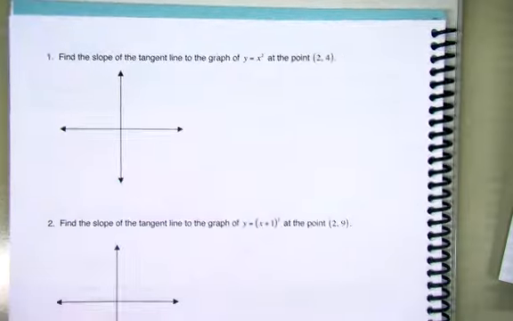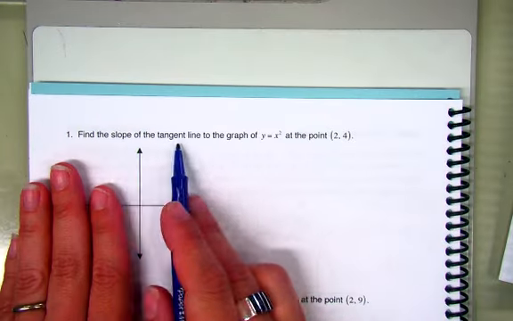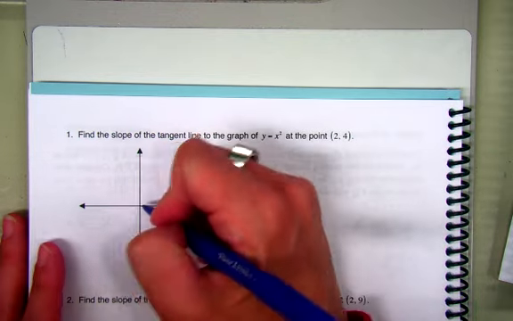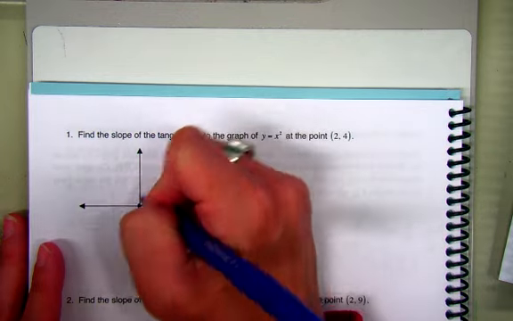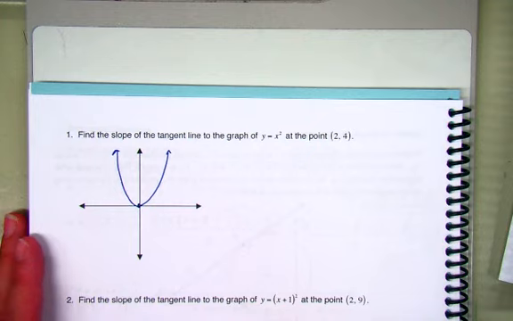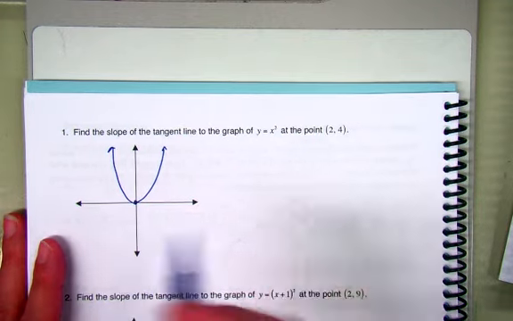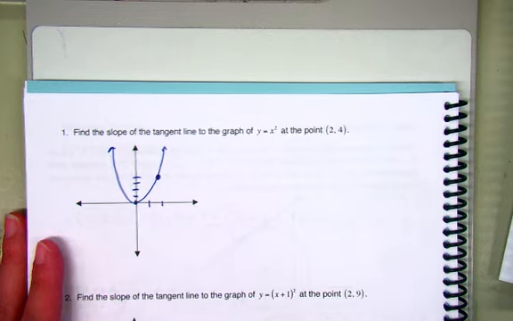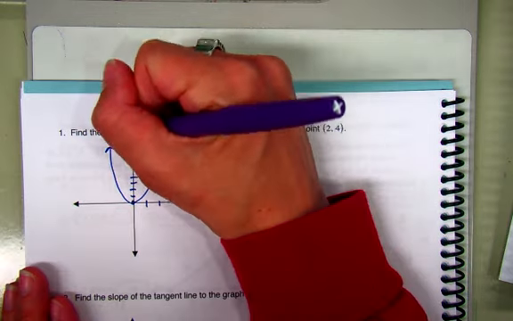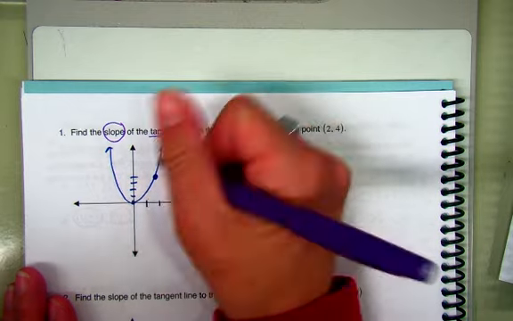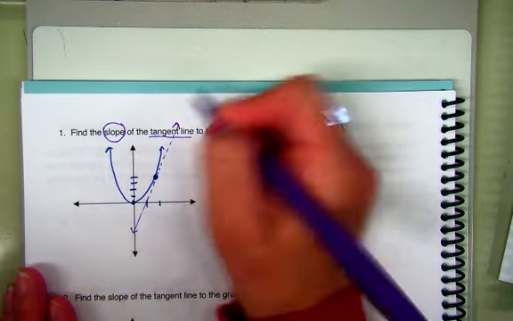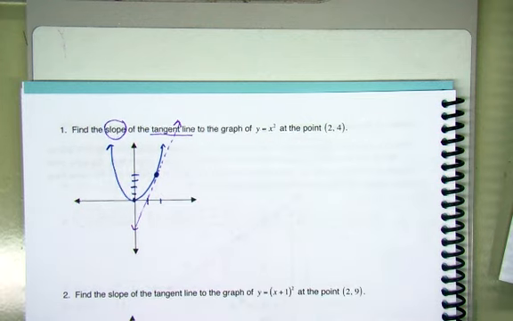It's asking us to find the slope of the tangent line to the graph y equals x squared at the point 2, 4. All right, so let's first draw our graph. y equals x squared. There's my nice parabola. The point 2, 4, right here. They want the slope of the tangent line. So they want this tangent line right here. And they want me to tell them what's the slope of that tangent line right at that point. Okay? So this is where I have to use my definition.